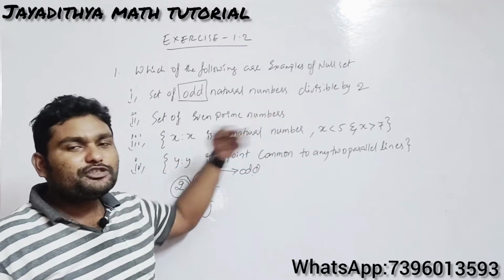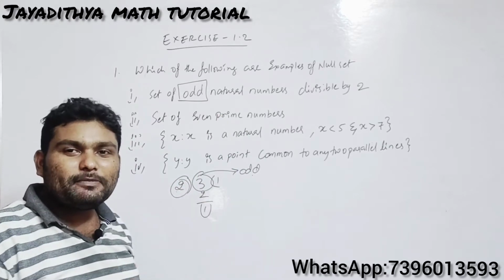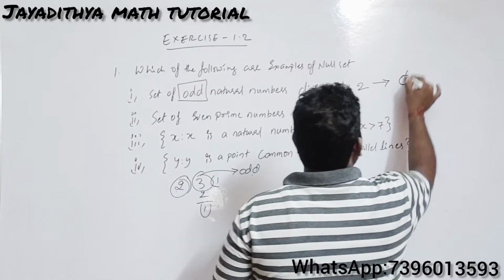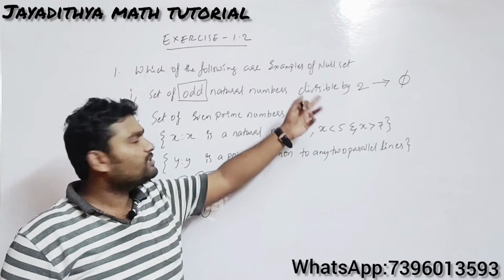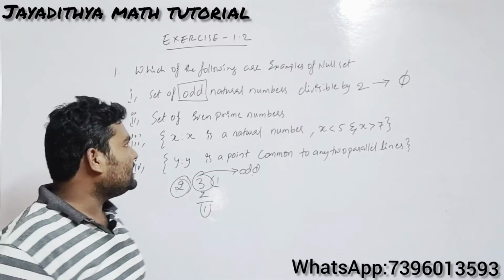Therefore, how many elements can you write in the roster form for this collection? No elements. If there are no elements, then the set will be a null set. So you can easily say that this is a null set. Simply also you can tell that an odd number will never be divisible by 2. Therefore, the set is a null set.